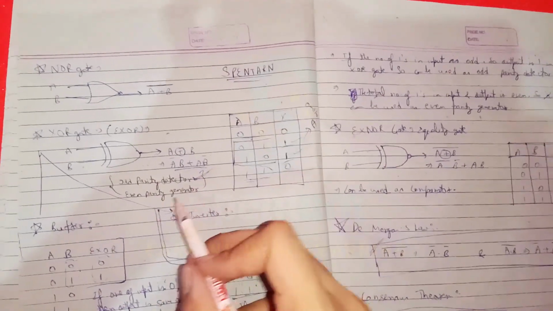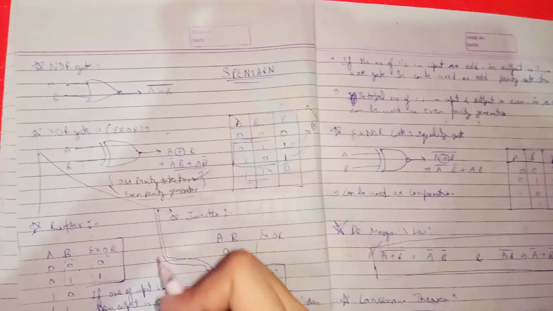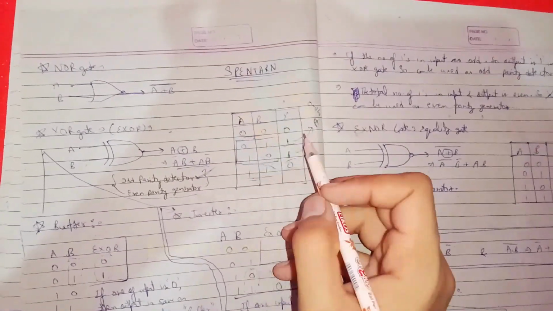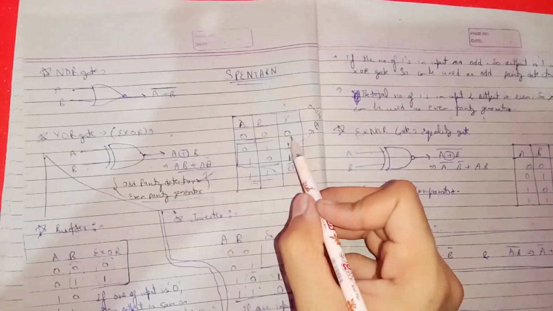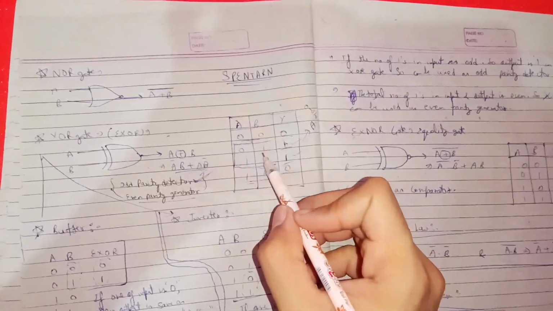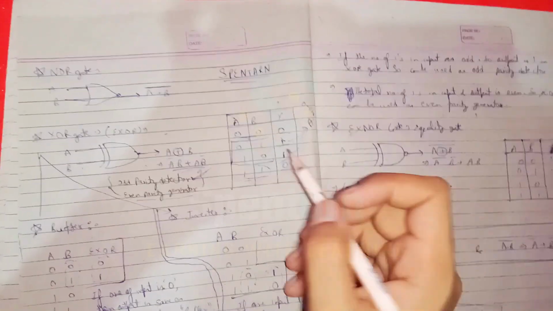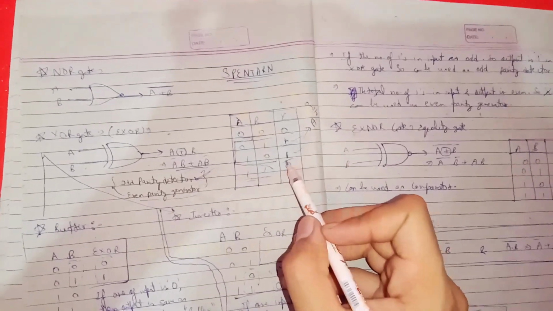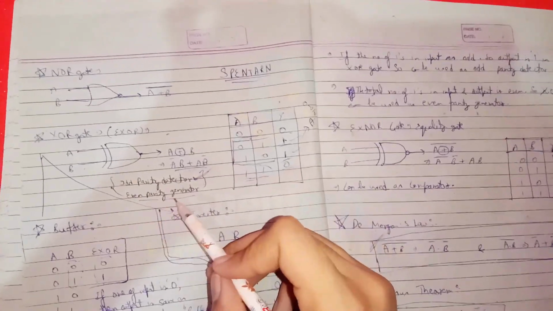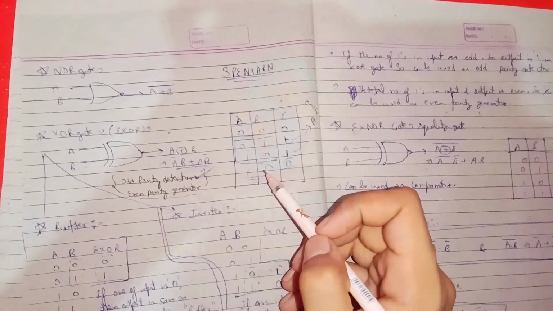Apart from that, what is meant by even parity generator? It means in any case where you can see the total number of 1s is even. See this case, the total number of 1s is 2, which is even. Again in this case you can see 1 1, which is 2 times. So it is again our even parity generator. It can be used.